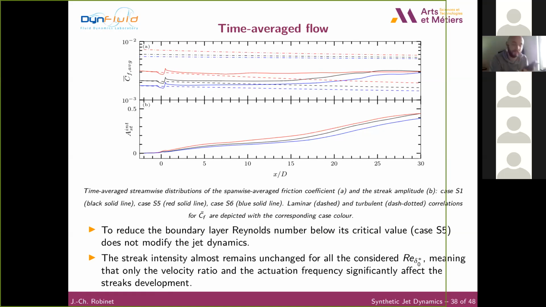The conclusion of this part is that reducing the boundary Reynolds number below its critical value, typically case 5, does not modify the jet dynamic. The streak intensity almost remains unchanged for all considered Reynolds numbers, meaning that only the velocity ratio and the actuation frequency significantly affect the streak development.